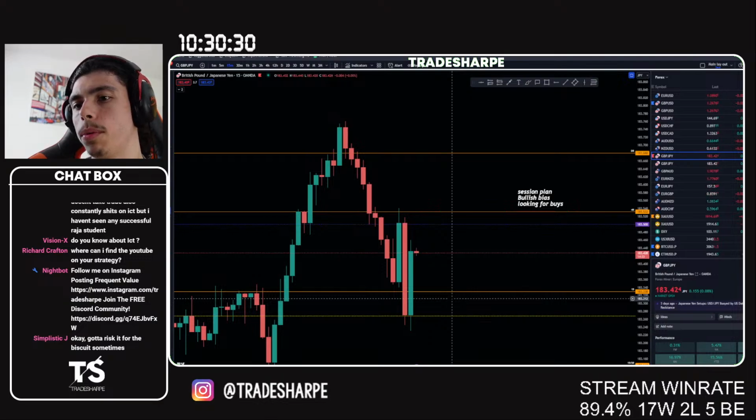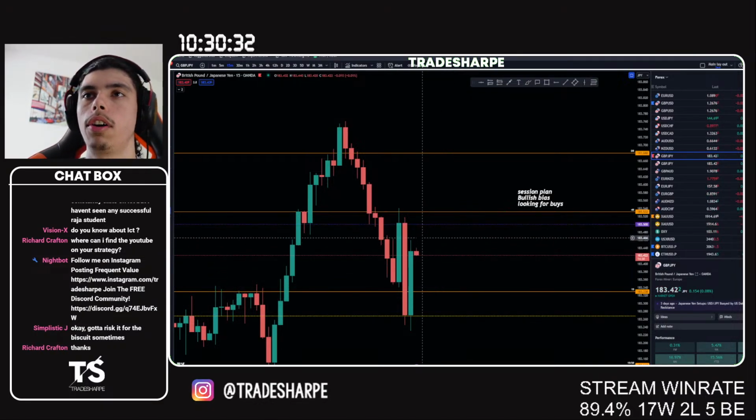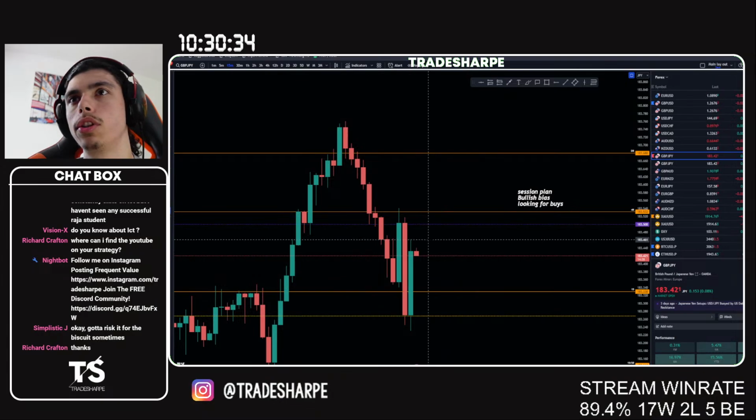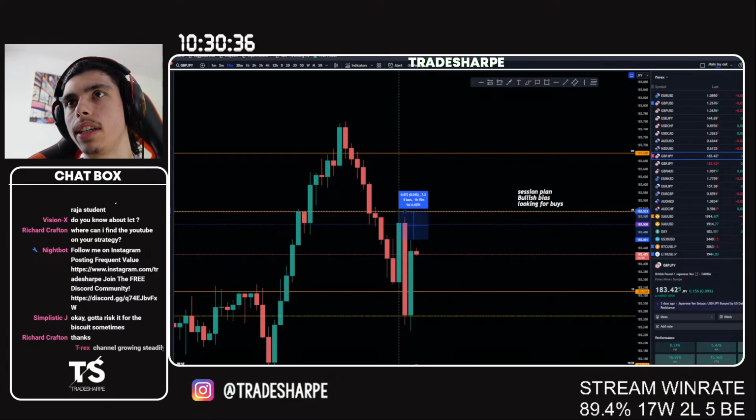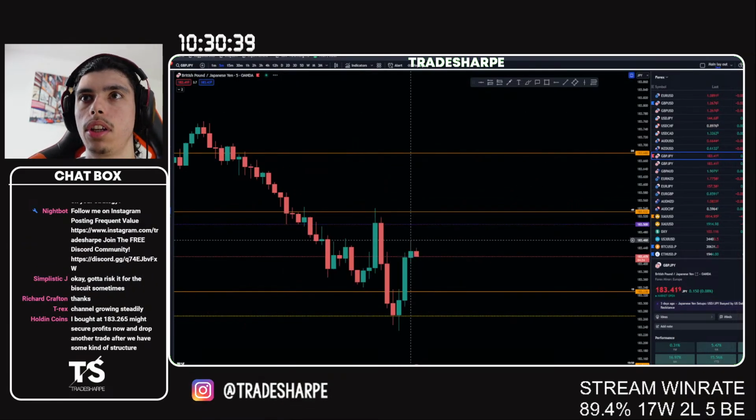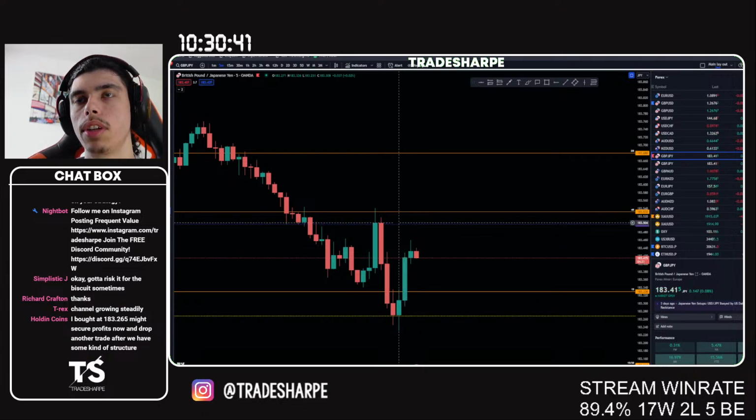Okay, just gotta risk it for the biscuit sometimes. Yes, indeed. Alright, 15-minute close bullish here. I could technically take it on a break of the high to get here, 6-7 pips. That is definitely an option here, taking a break of this high to get up to here.